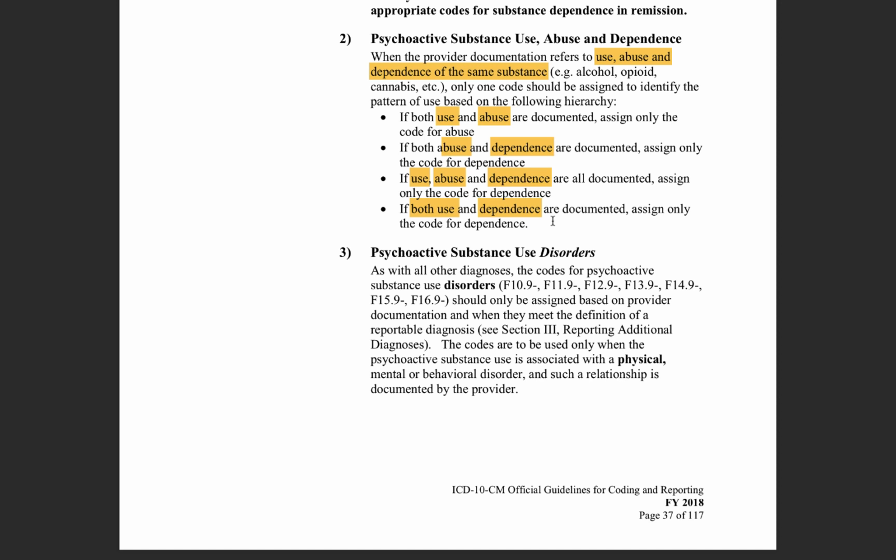So how do you choose which code to use? The guidelines say if a use and abuse was documented of a substance, only assign abuse. It takes hierarchy over use, obviously. If both abuse and dependence are documented, assign only the code for dependence. Dependence takes precedence over abuse. If use, abuse, and dependence is documented, you only code dependence. If both use and dependence are documented, you only code dependence. So as you can see, dependence is the worst. So if that is ever documented, that needs to be coded instead of use and abuse.